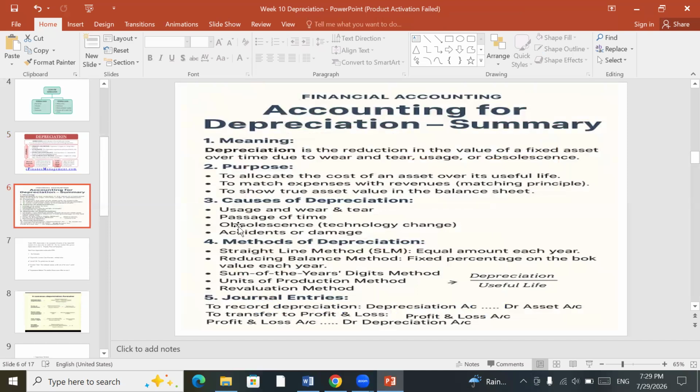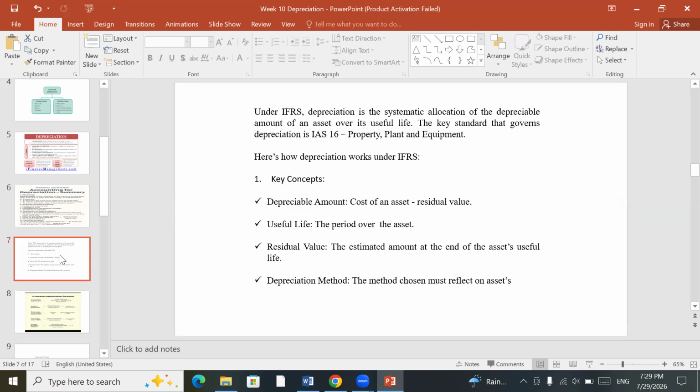There are some definitions about the depreciation method, causes, factors, purpose, and so on. Try to practice this slide on your own.